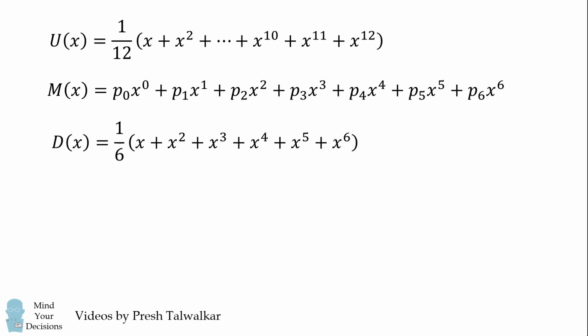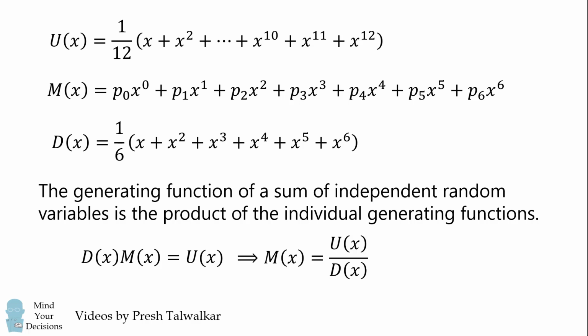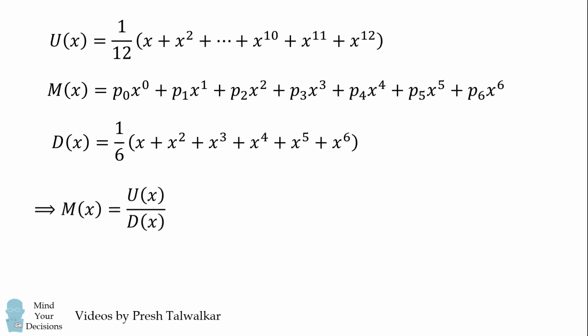So why have we done all this? It seems like we've made the problem more complicated. Well, here's the key property. The generating function of a sum of independent random variables is the product of the individual generating functions. So we have d(x) multiplied by m(x) is equal to u(x). If we divide both sides by d(x), we can solve that m(x) is equal to the ratio of u(x) over d(x). So in order to solve for this mystery die, we can take this polynomial division.